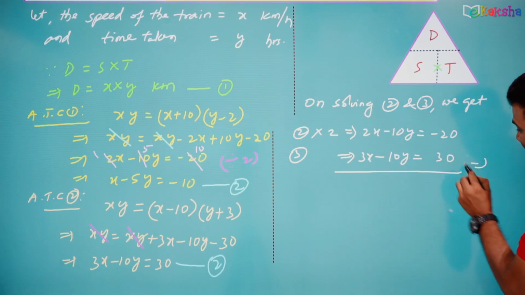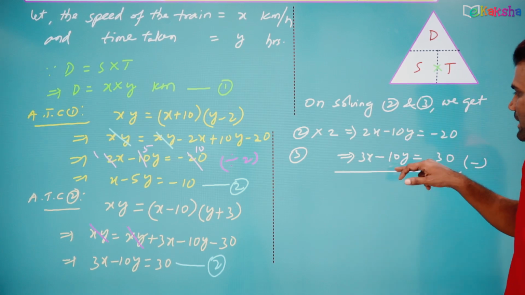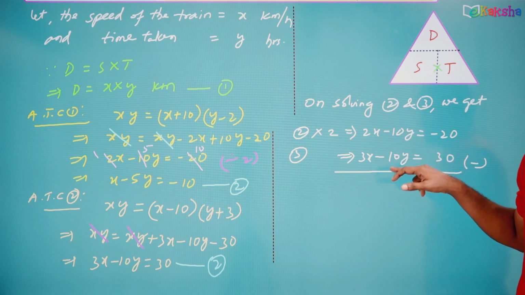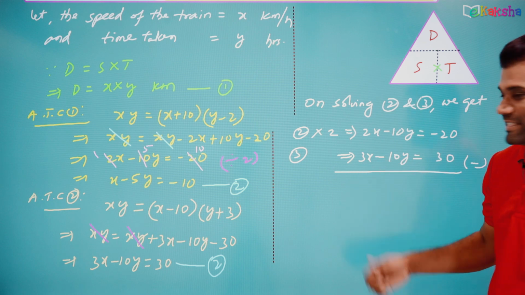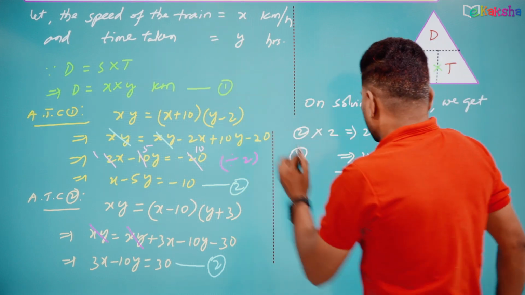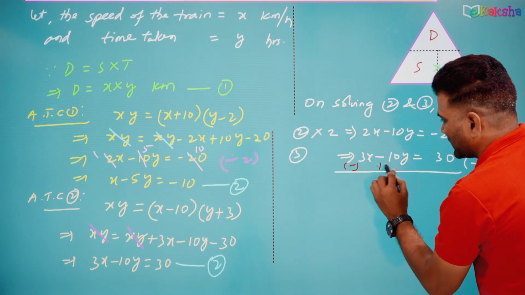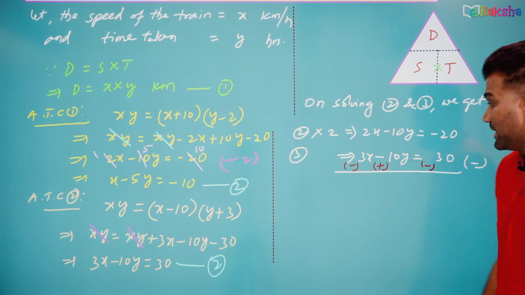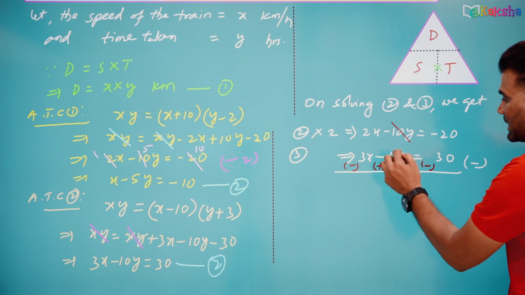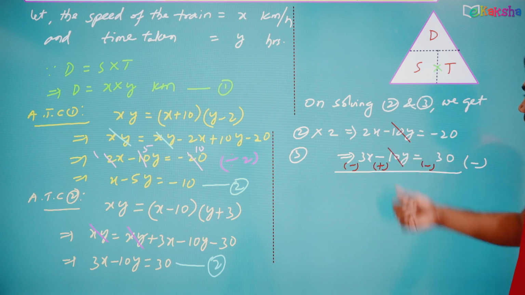On subtracting, here we need to subtract because both are negative. Here signs will change, then this becomes positive. So this becomes negative, this is positive, this is negative. Positive becomes negative, negative becomes positive, right. Here minus 10y plus 10y gets cancelled.